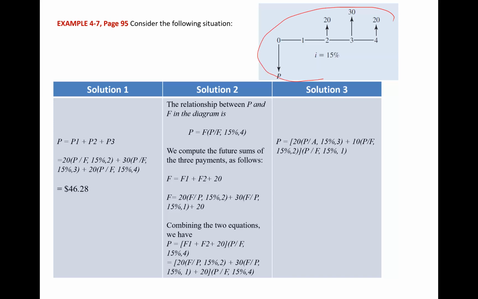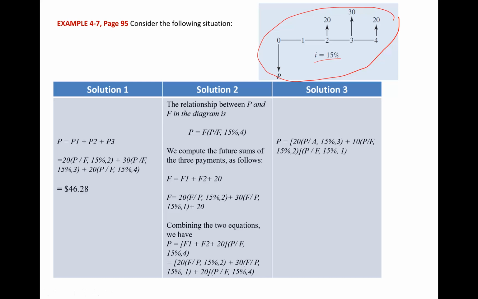So we have year number one, there is no payment, and year two we have $20. Year three we have $30, and year four we have $20. The interest rate is 15%. So here we have three different solutions with which we can solve this problem.